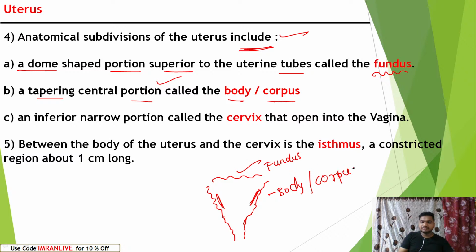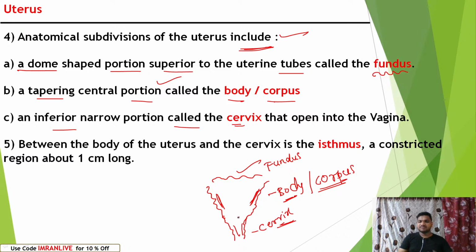This is different from the corpus luteum. Corpus luteum is the yellow body: once the matured Graafian follicle ruptures, the remaining body, called the yellow body or corpus luteum, secretes hormones. That is different, so do not get confused. This is the body, a part of the uterus. Then next, an inferior, narrow portion called the cervix.